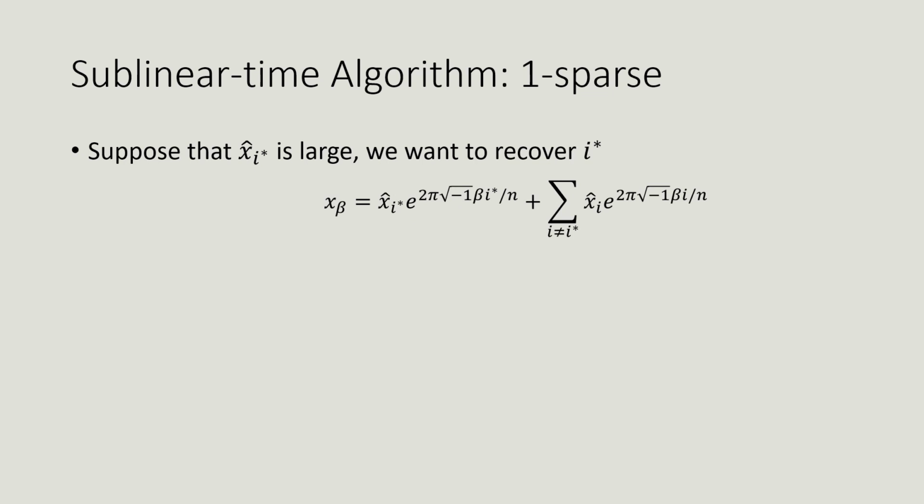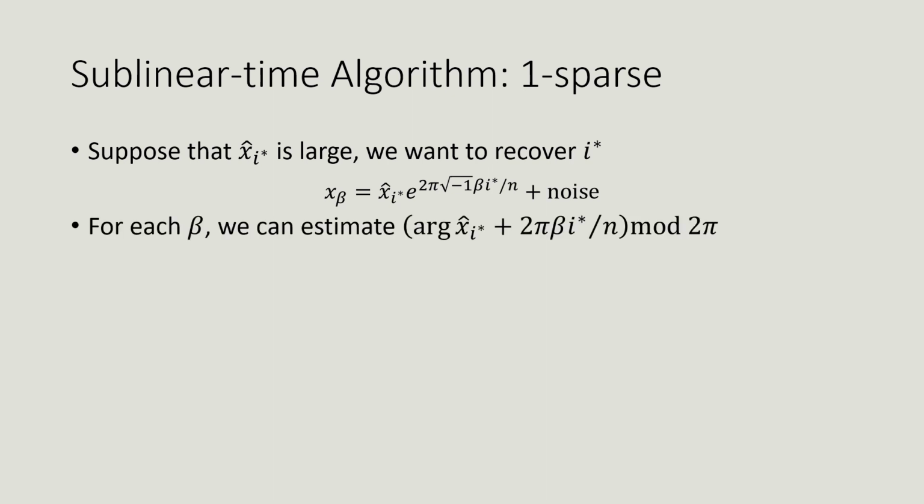so we can write x beta equals x hat i star times the exponential, plus the sum over i not equal to i star. Since we assumed x hat i star is large, the sum over i not equal to i star looks like noise, and we can write it like this. This means that x beta is approximately x hat i star times the exponential. So if we look at the argument of x beta, it will be close to the argument of this dominating term, that is, the argument of x hat i star plus 2 pi beta i star over n, modulo 2 pi. But assuming that x hat i star is large enough, or the noise is small enough, we can estimate this argument modulo 2 pi up to a small constant, say pi over 8.